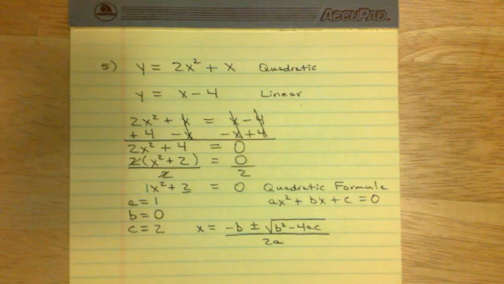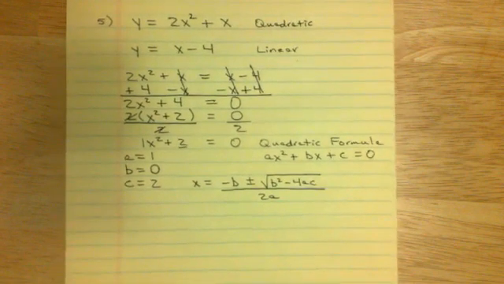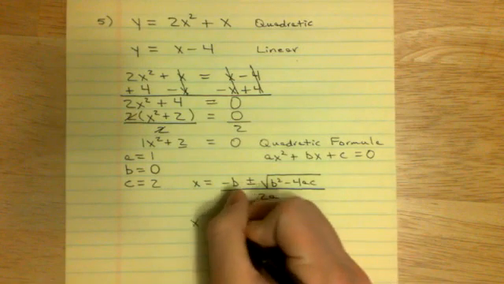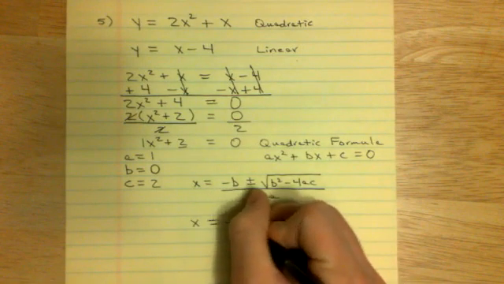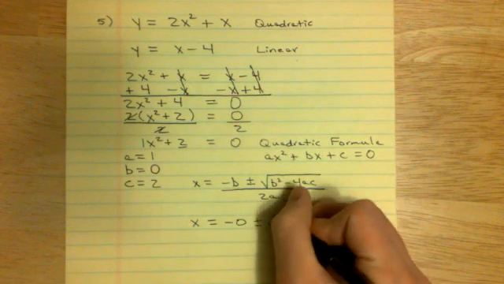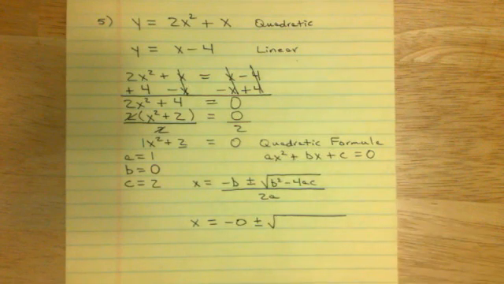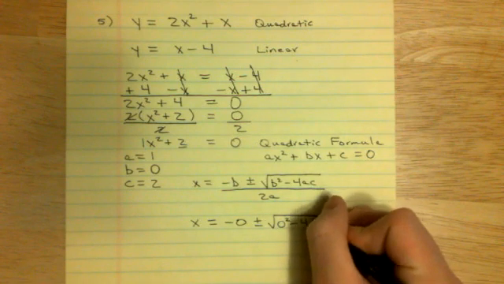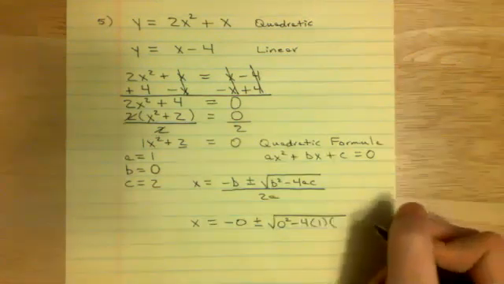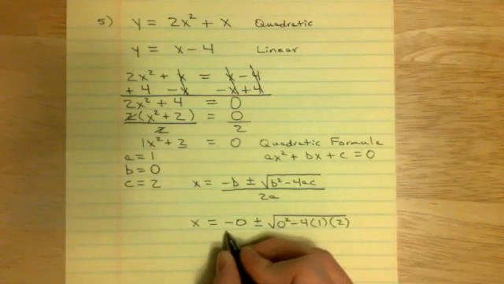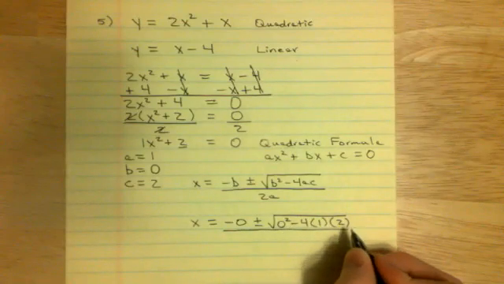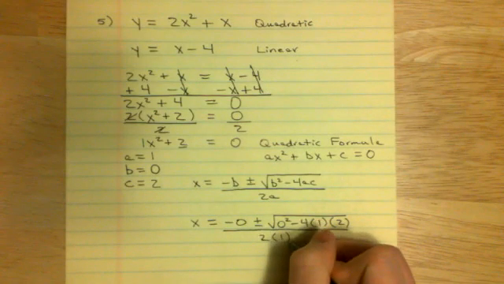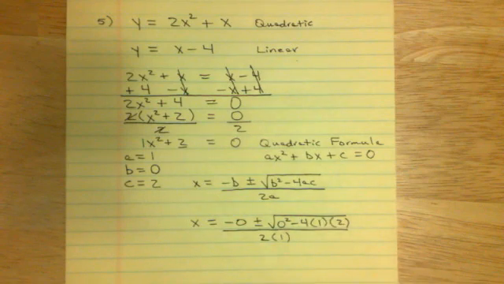All right, so let's take our a, our b, and our c and plug in. So I get x equals negative b, that's going to be -0, plus or minus the square root of b squared, which is going to be 0 squared, minus 4 times a, which is 1, times c, which is 2. And everything is divided by 2 times a, which is 2 times 1. So I plugged in all my a's, all my b's, and my c.